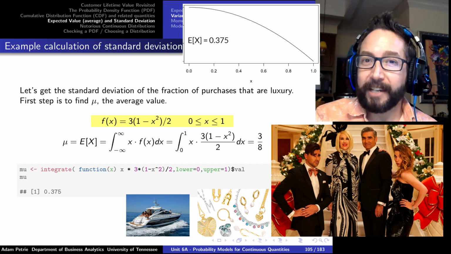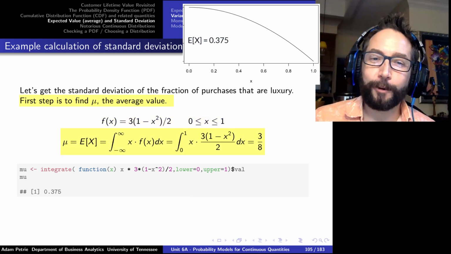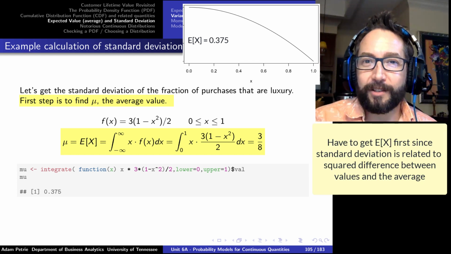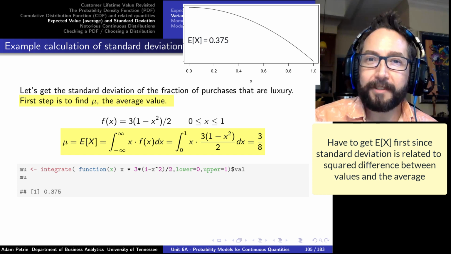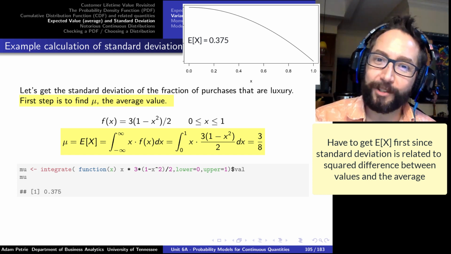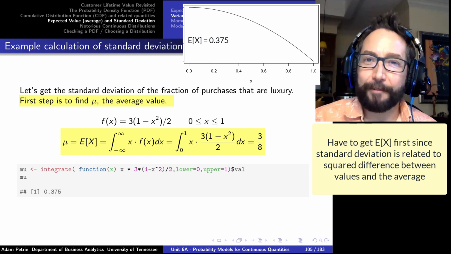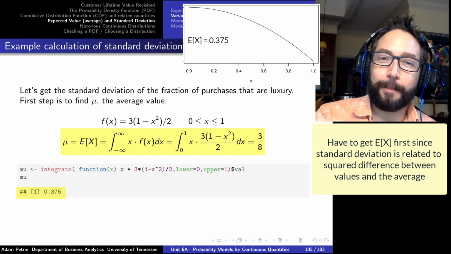To get the standard deviation, we actually have to get mu first, the expected value that's used in our formula. So what we do is integrate our formula for the PDF little f times x over the range of values that we might observe, from x equal to 0 to 1, and we get out that the average value is 3/8, that 0.375 that we saw in a previous example.